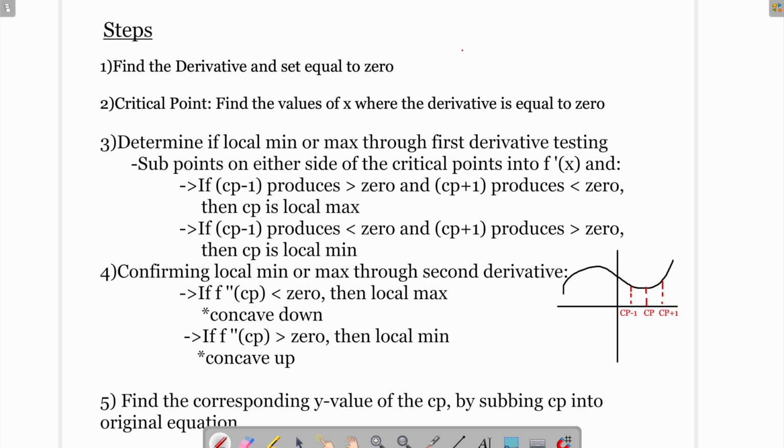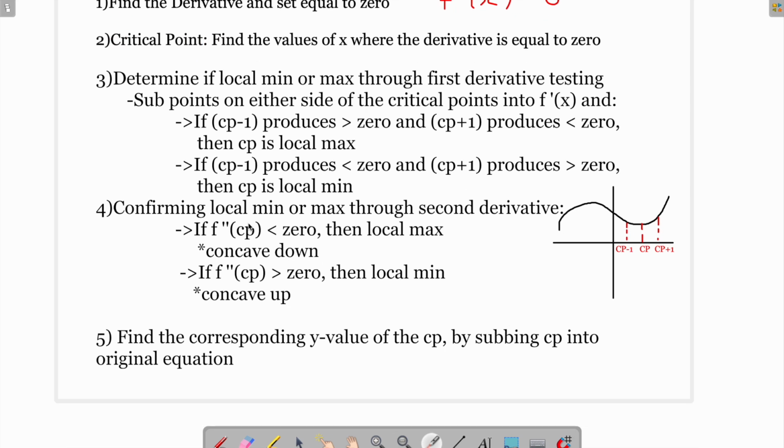So when f'(x) is equal to 0, the x values which make the derivative equal to 0 are known as the critical points. So we have these values. How do we determine if this critical point is the local min or the local max?